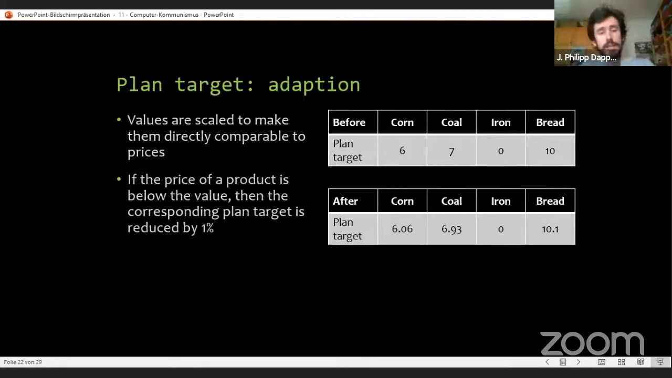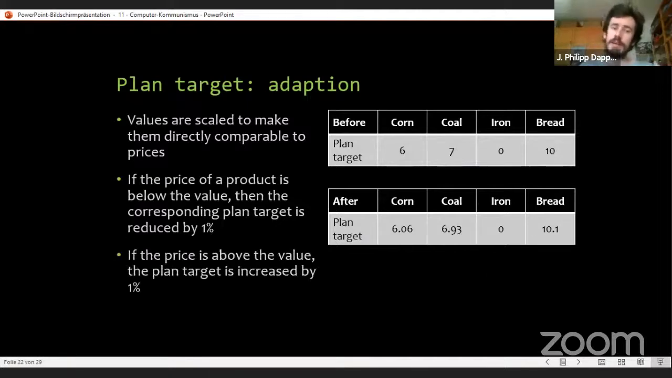And if the price of a product is now below the value, then the corresponding plan target is reduced by 1%. Because if the price is very low, it shows people aren't really that interested in this product and we should be producing less of it. Okay. And this is what you see in the case of coal here. So obviously, the price of coal in this example was very low. So the plan target was reduced from 7 to 6.93, reduced by 1%.